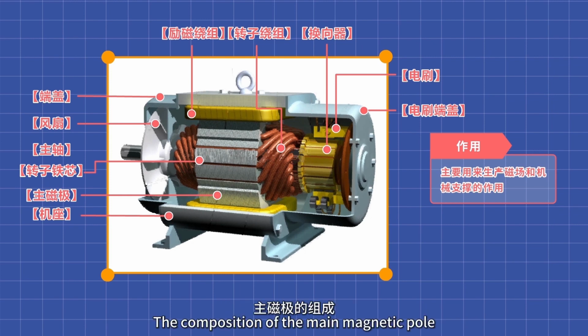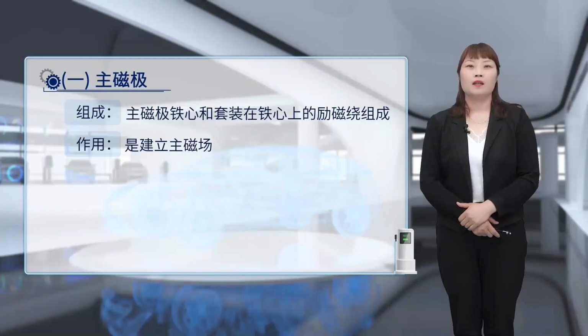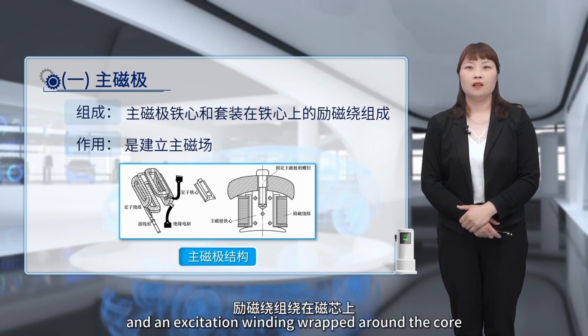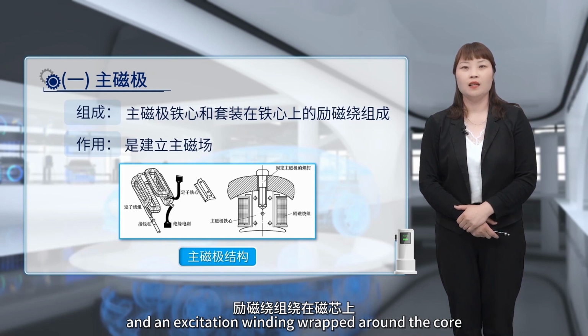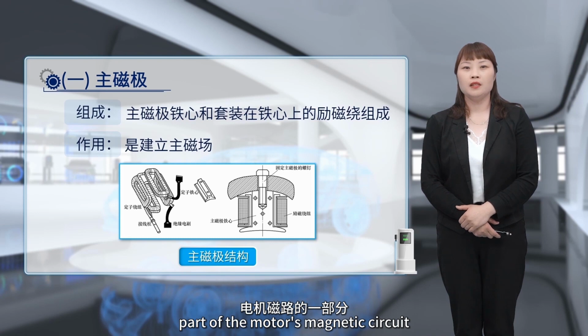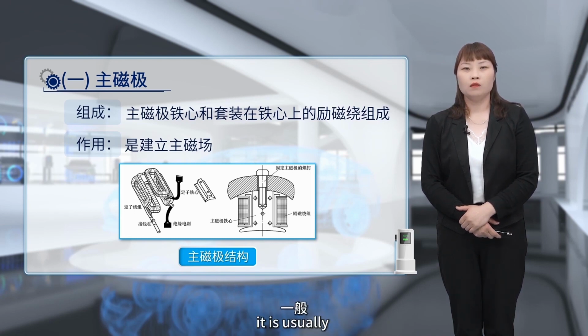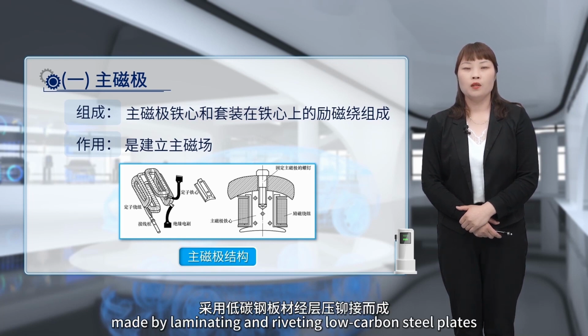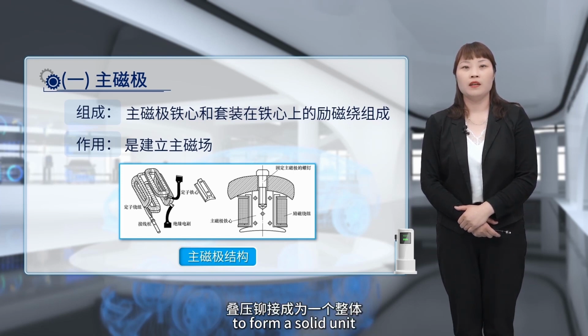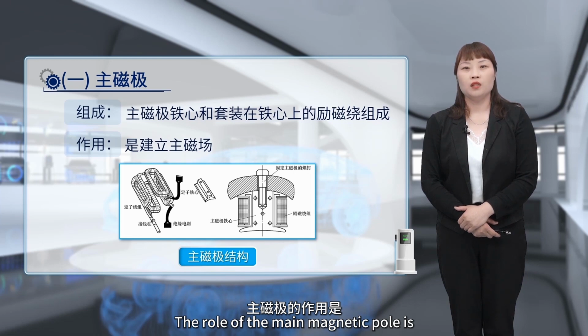1. The composition of the main magnetic pole. The main magnetic pole consists of a main magnetic pole core and an excitation winding wrapped around the core. The main magnetic pole core is part of the motor's magnetic circuit. To reduce eddy current losses, it is usually made by laminating and riveting low-carbon steel plates with a thickness of 1 to 1.5 millimeters to form a solid unit. The role of the main magnetic pole is to establish the main magnetic field.